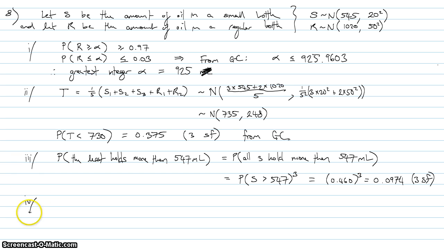Okay, last part. Part 4. The factory found out that there was a change in the cooking oil dispensed for the regular bottle. Assuming that the regular bottle of cooking oil has a maximum capacity of 1080 ml, explain if the use of the normal distribution with the given mean and standard deviation is appropriate in modeling the amount of cooking oil dispensed. So, what can we say?